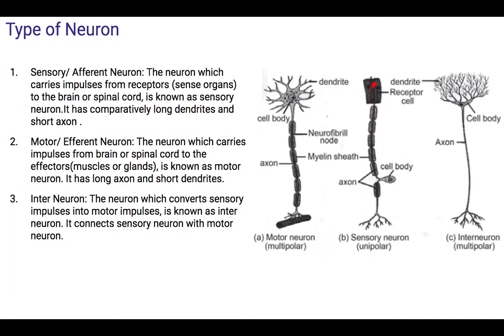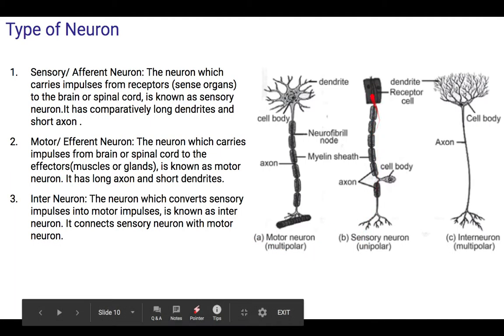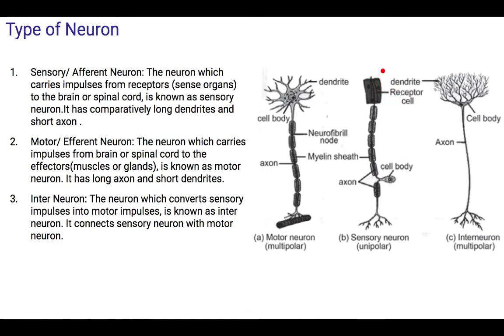Here is the figure of a sensory nerve. See, it is connected to a receptor cell, which is a cell of a sense organ. Suppose this is a skin cell and somebody touches the skin. The receptor cell is supplied with nerves, so the nerve takes the impulses from the receptor cell and finally carries them to the brain and spinal cord. Here the dendrites are long, and the axon is comparatively shorter than in other types of neuron.